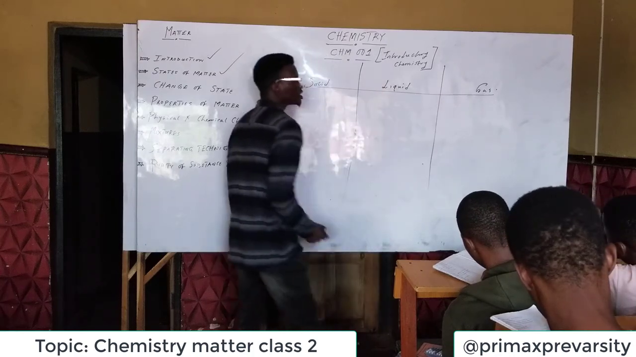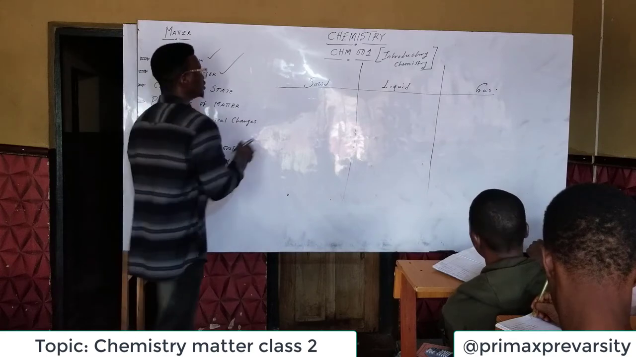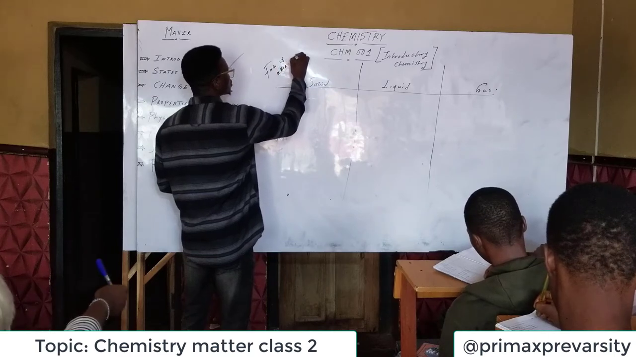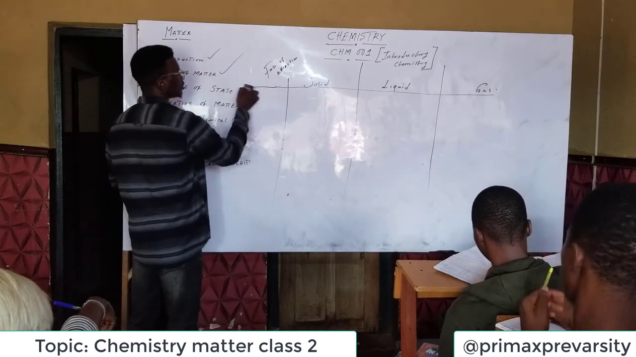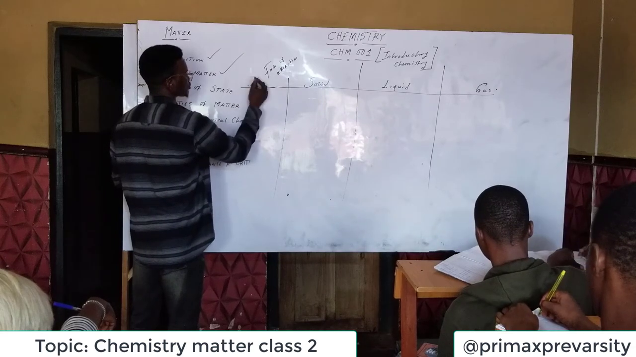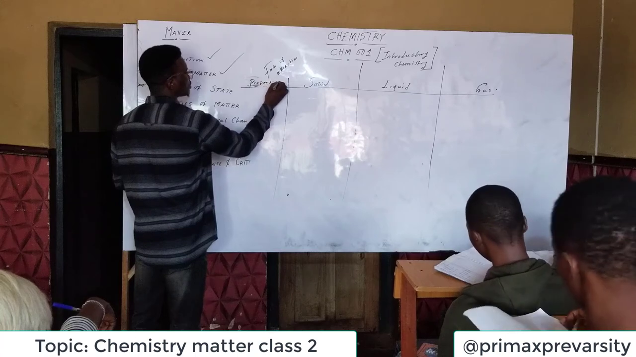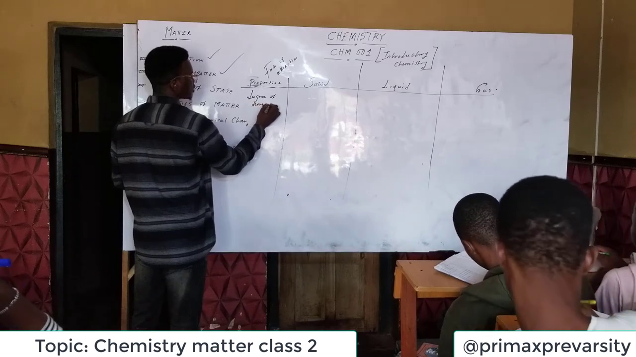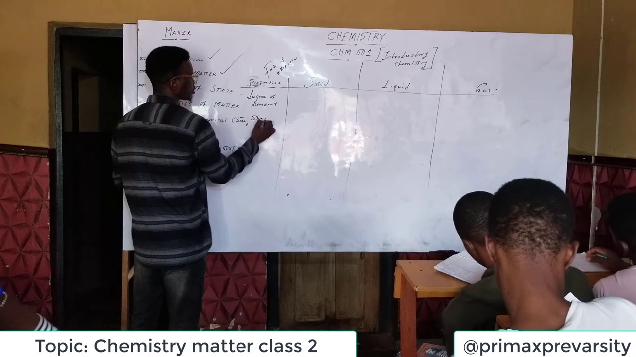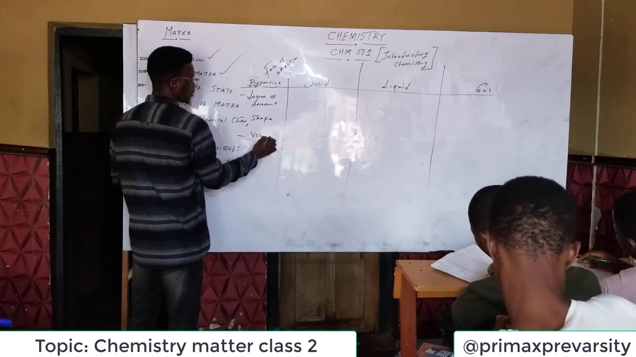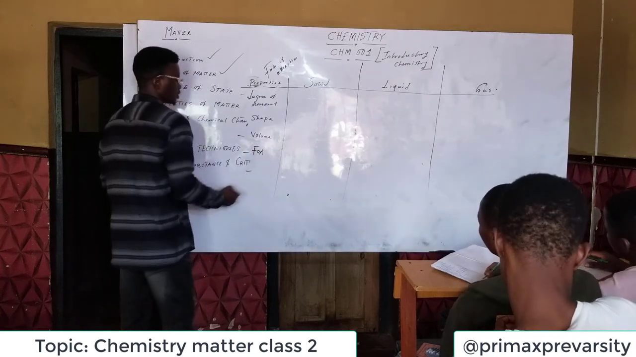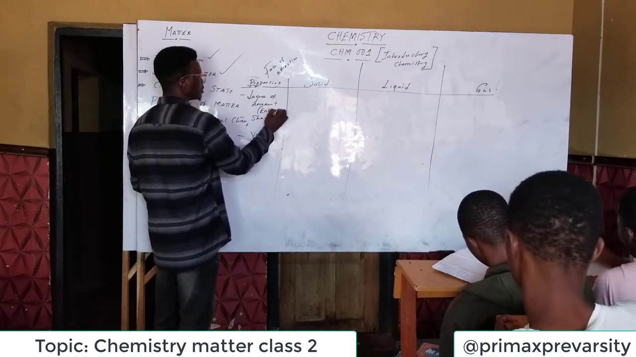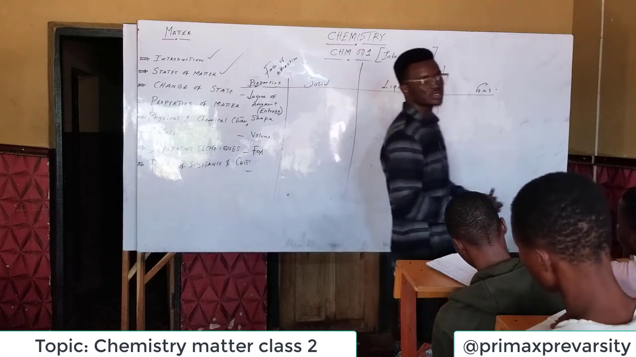What are the things that differentiate the three states of matter? Majorly, what we talk about generally is their force of attraction. We'll look at properties like their degree of movement, their shape, their volumes, the forces of attraction, and so on. Degree of movement, another thing you call that is entropy, the degree of randomness.